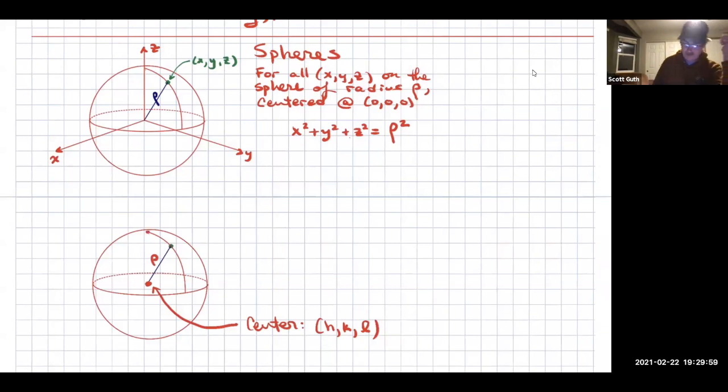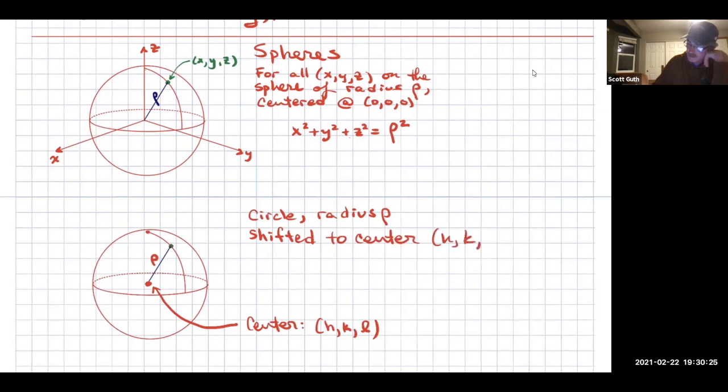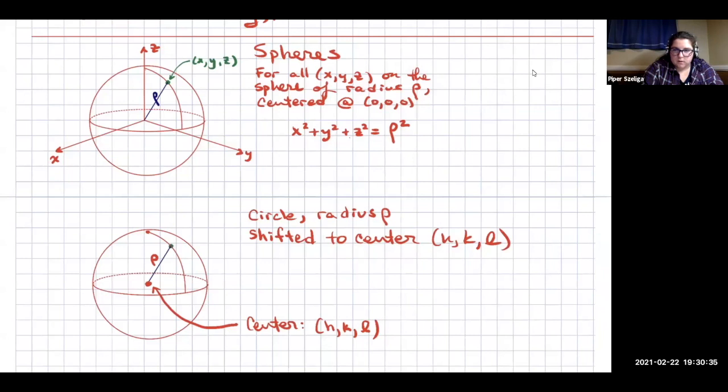All right, anybody want to give me the equation? So this is shifted, it's still the circle. The radius is rho. Shifted to the center H, K, L. And then you guys ought to be able to tell me the equation. Anybody? What's the third component? That's an L.